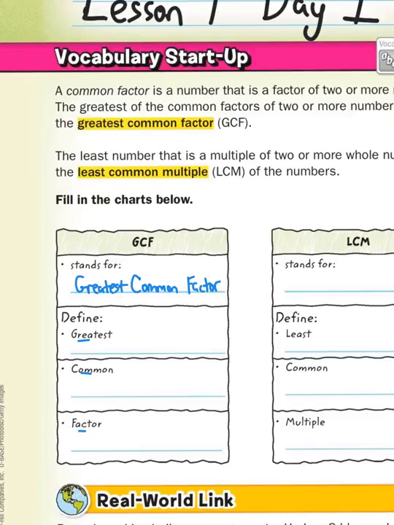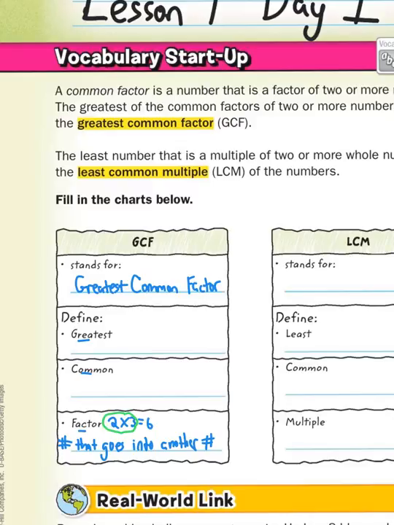So a factor is a number that goes into another number. And I'll give you an example. If I had the problem 2 times 3 equals 6, well, 2 and 3 are factors. They each go into 6. So that's what a factor is. They're the numbers you multiply.